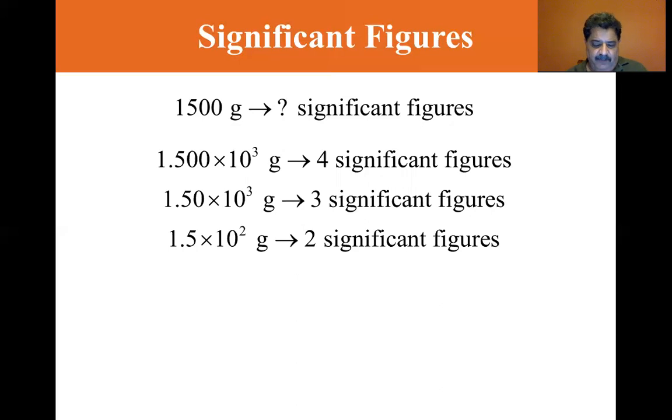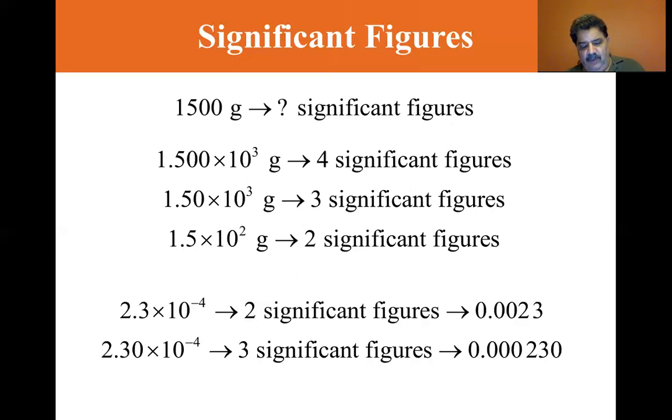And it's the same for numbers that are less than 1. So if you look at 2.3 times 10 to the minus 4, that has 2 significant figures, 0.0023. Now, if it's 2.30 times 10 to the minus 4, that's 3 significant figures. The 0 after the 3 is a significant figure, as indicated by the scientific notation.